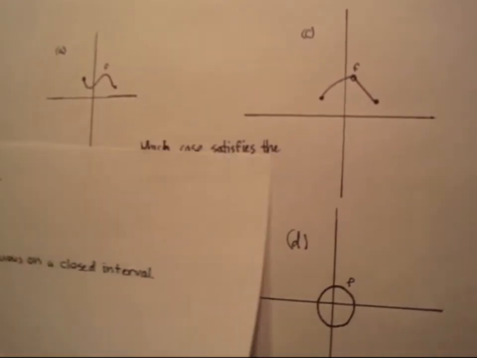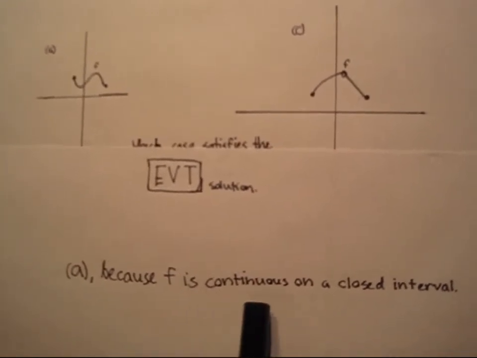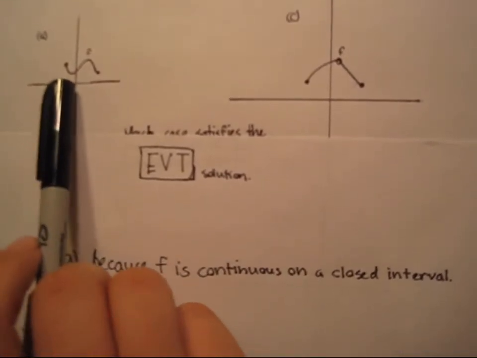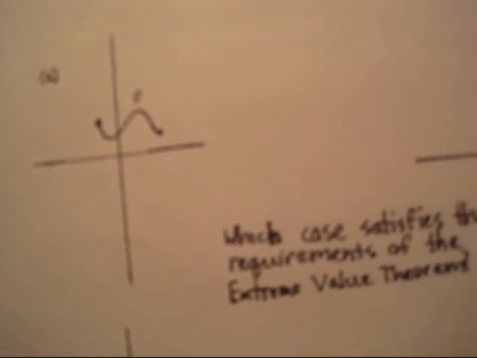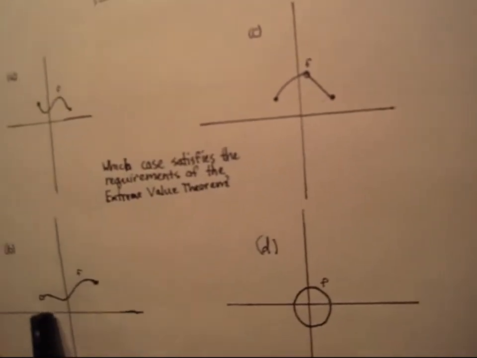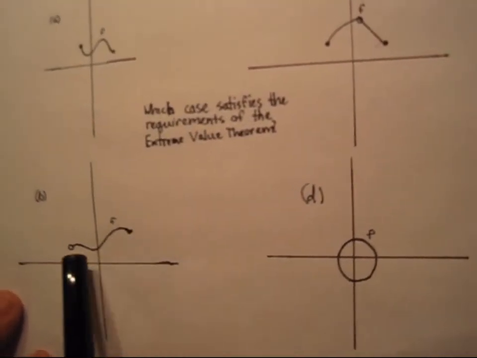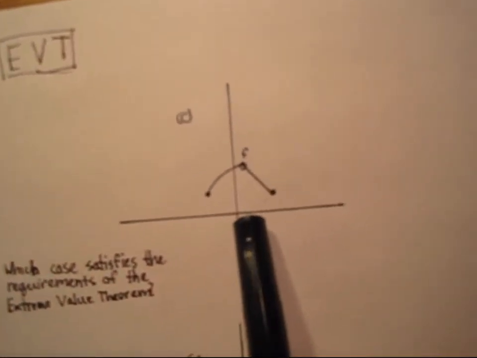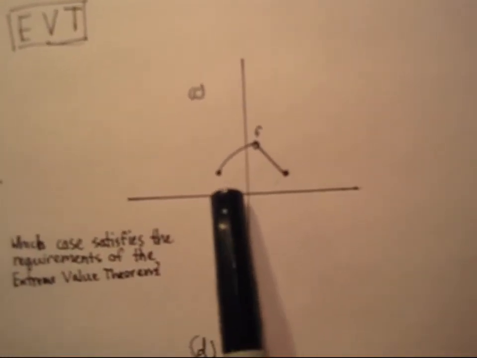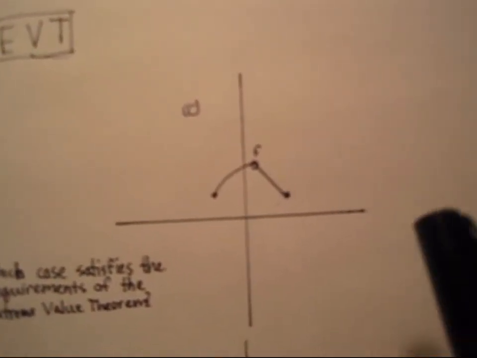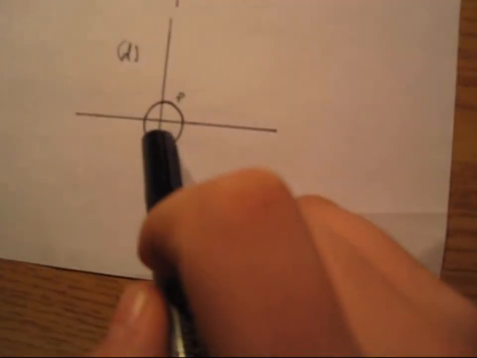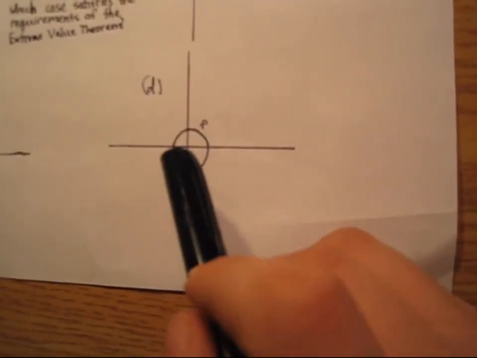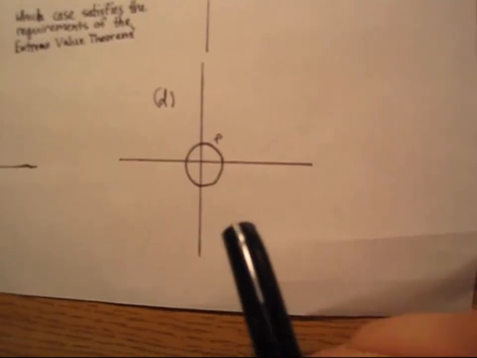I chose A because f is continuous on a closed interval, as you can see by this, continuous, and 2 solid dots, closed interval. Now it can't be B because this isn't a closed interval. On one side it is, but on the other side there's a hole. This one, there's a hole in the middle of it. So, I mean, other than that it would be good, but... And this one is not a function because it's a circle. It doesn't satisfy the vertical line test.